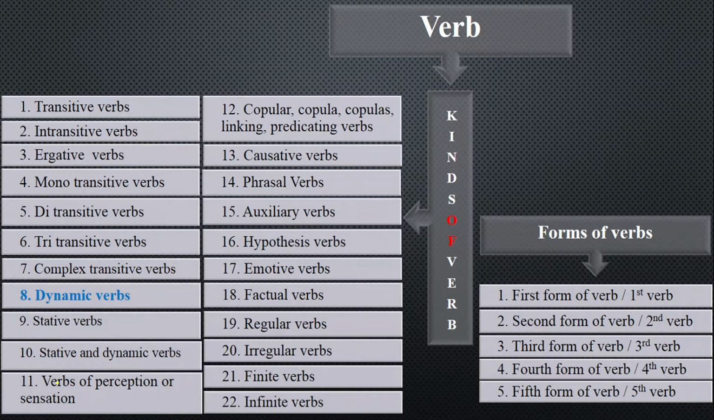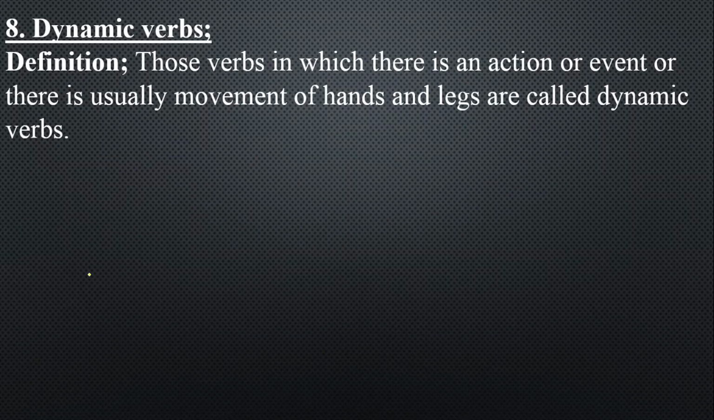Today we are going to discuss the eighth kind of verb that is known as dynamic verbs. The definition of dynamic verbs: those verbs in which there is an action or event, or there is usually movement of hands and legs, are called dynamic verbs. Keep in your mind, in dynamic verbs we have got the actions or events.